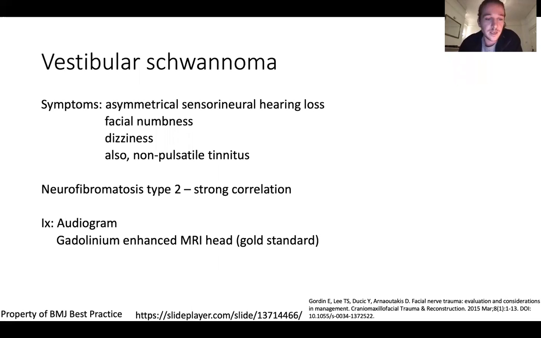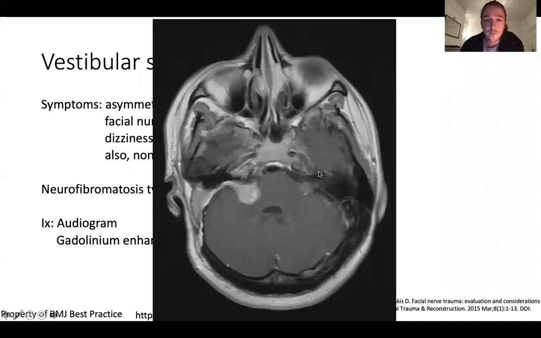Investigations for this condition: you do an audiogram and see this sensorineural hearing loss, and you do a gadolinium enhanced MRI head, which is the gold standard to detect any vestibular schwannomas. And then here we have a cut. This is an axial view of the head. You can see the nose coming down here. This is the cerebellum. Here's the ear. And normally on this side, you see it's normal. There's a straight line almost from the cerebellum this way.